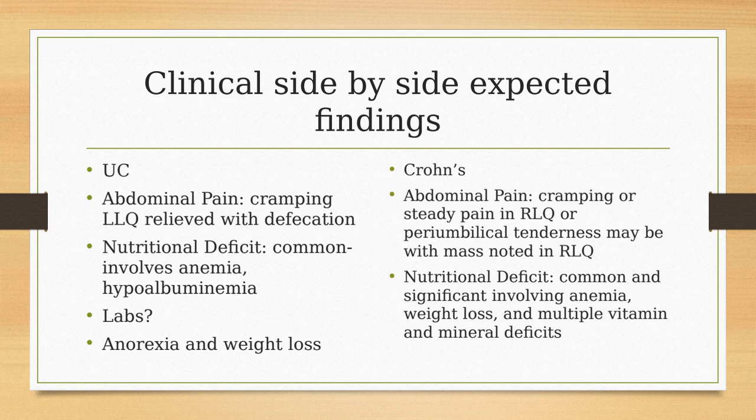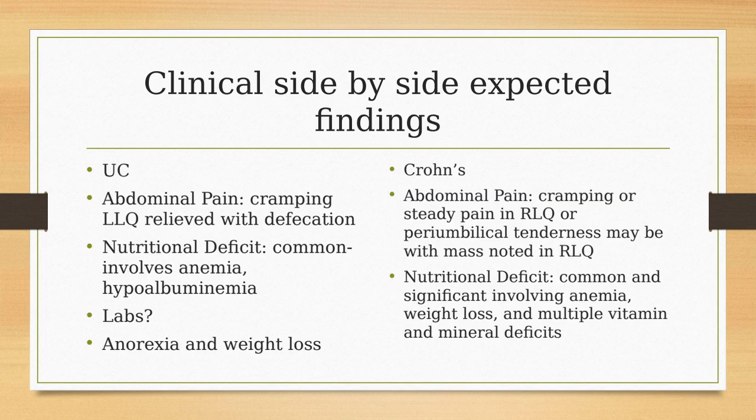Okay, so if you understand what I said before about the location of ulcerative colitis, it would make sense that the abdominal pain on presentation would be in the left lower quadrant. Crohn's, on the other hand, we can have cramping and/or steady pain in the right lower quadrant because I said it's more housed within the ileum. Around the belly button there may be tenderness and a mass, but that's a much more provider-driven assessment, and it could be a lot of different things.